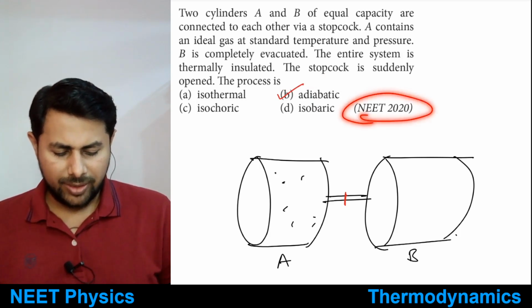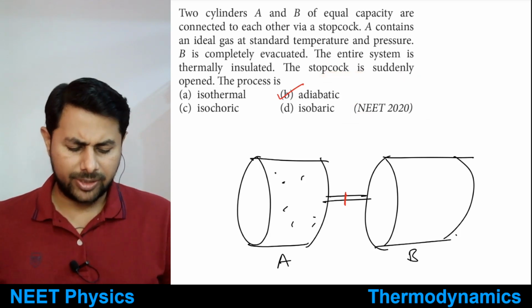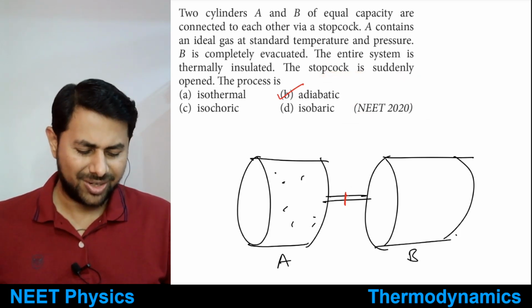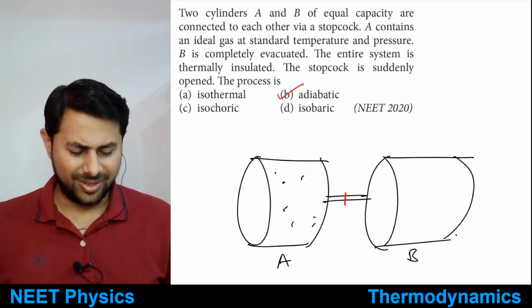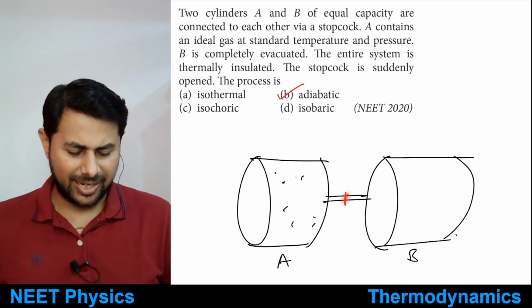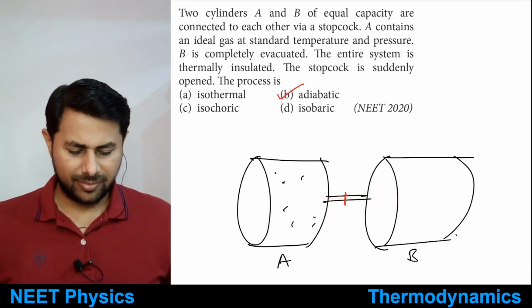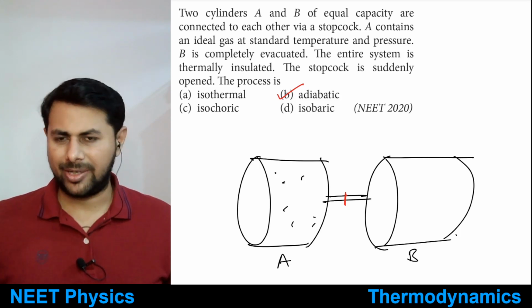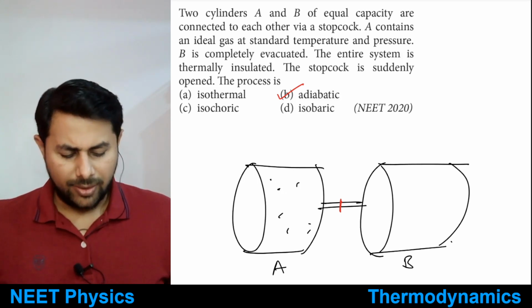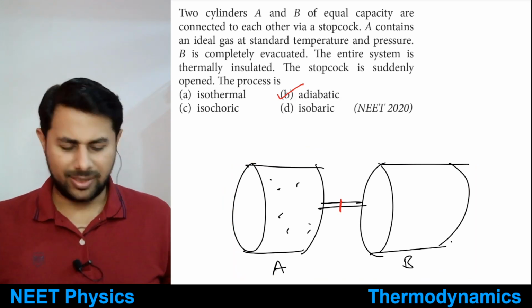This one is from NEET 2020. The stopcock is suddenly opened. The process is... they are not even asking what will happen if the stopcock is opened. If it is opened, the gas will just expand and enter B. Then what will happen to temperature? The temperature will decrease. You can just claim that.